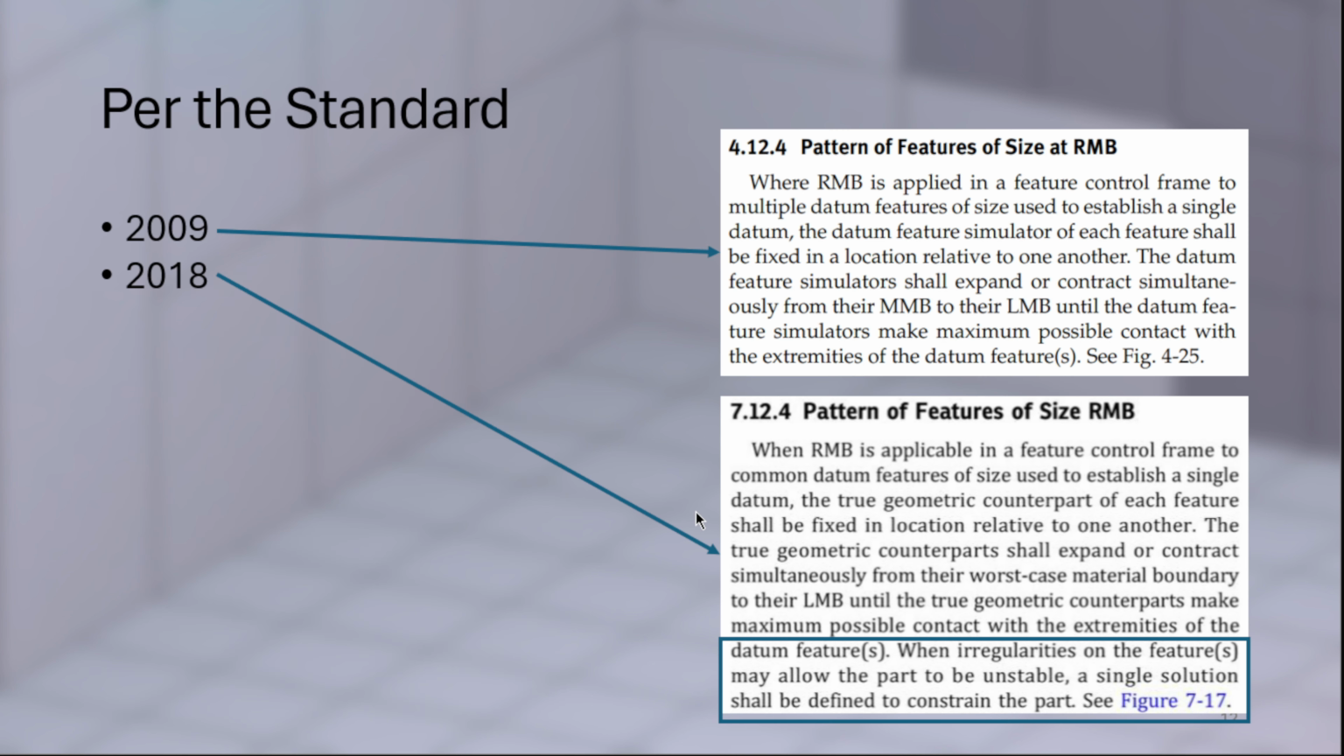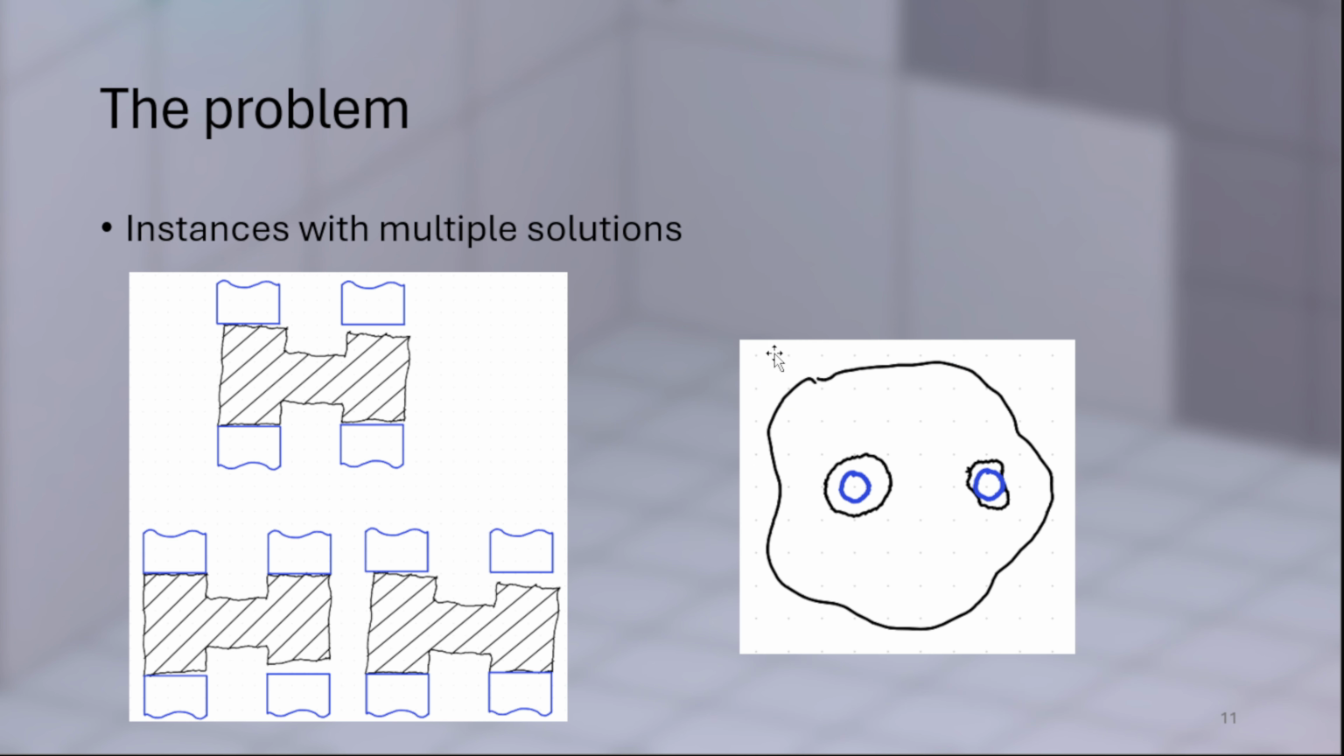Well, they sort of solved that in the 2018 version of the standard by adding this last sentence here that says, when irregularities of a feature may allow the part to be unstable, a single solution shall be defined to constrain the part. So they're saying, if you get a situation like this, maybe you push down on the part, or push on the datum A or the datum B or something like that, and that's your datum reference frame.